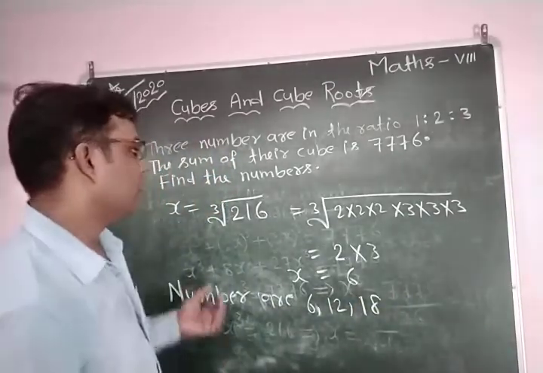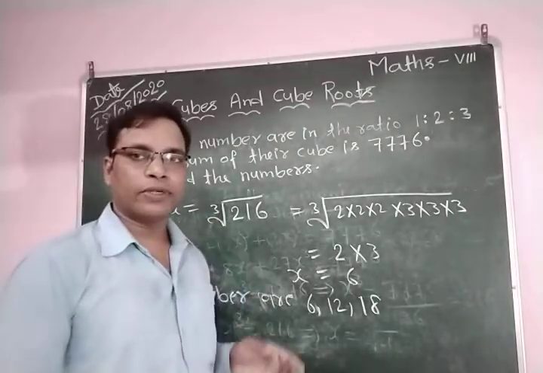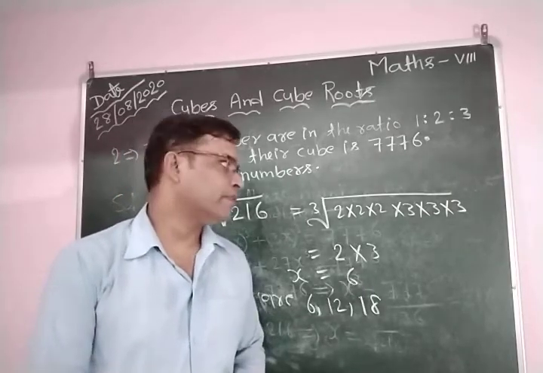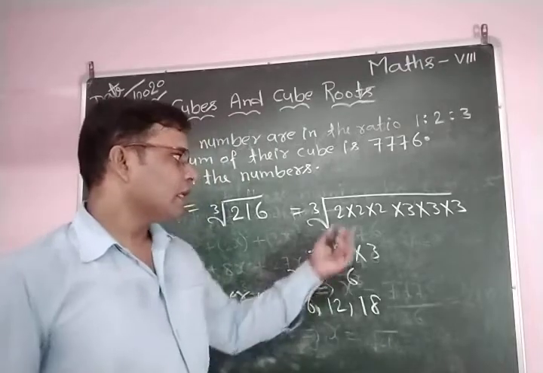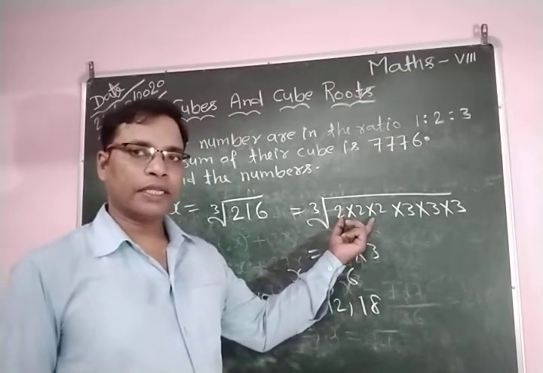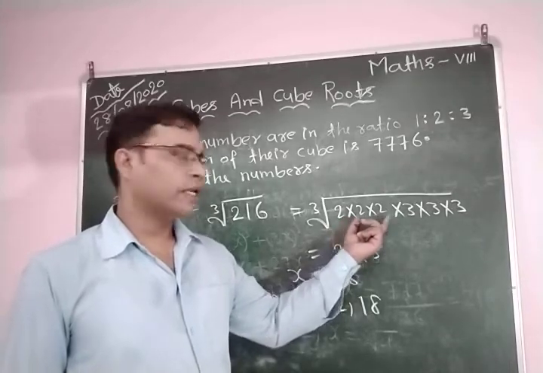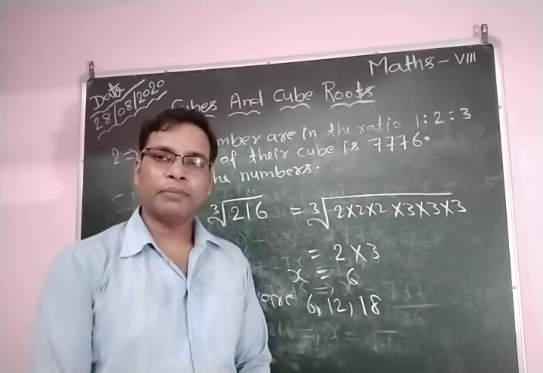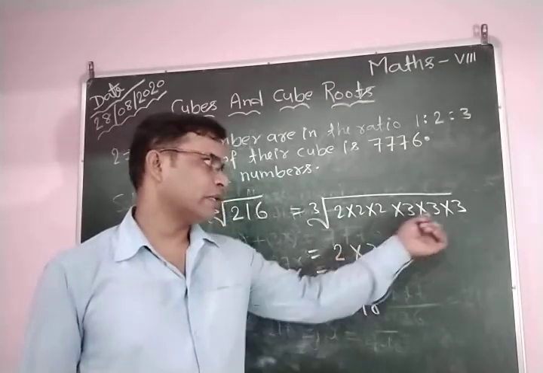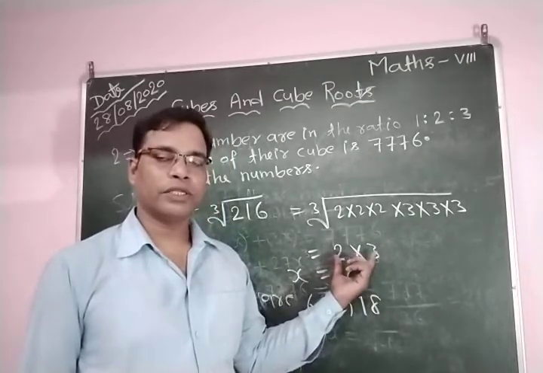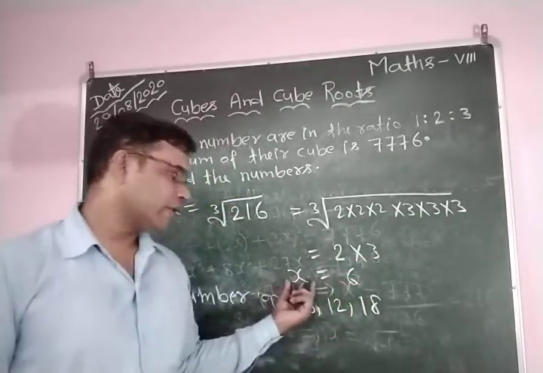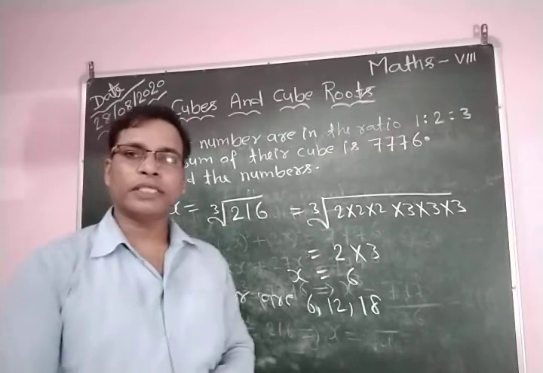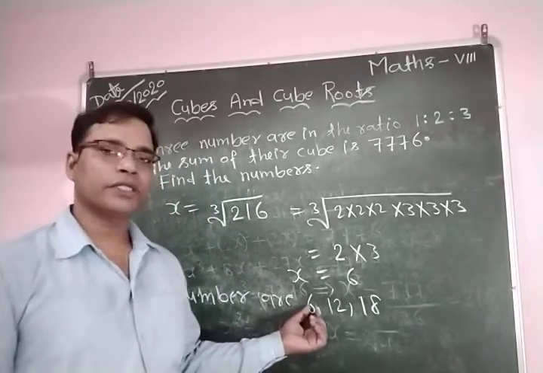So student, you can see here we found the cube root of 216 by the prime factorization method. First we find the prime factors of 216. After this we can see here this is a group triplet of 2, and this is a group triplet of 3. For cube root, we take one prime number from each group. So we take 1 from 2 and 1 from 3. This is equal to 2 into 3, which is equal to 6. It means that we find the value of x is 6. So our required numbers are 1x, 2x, 3x. So our numbers are 6, 12 and 18.